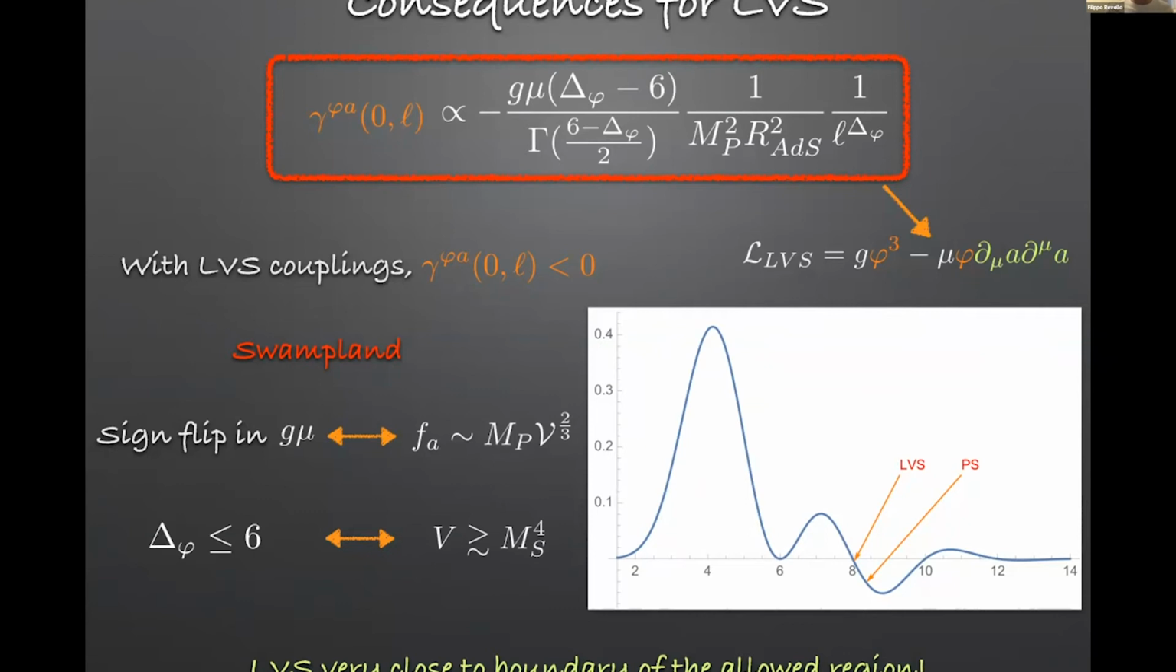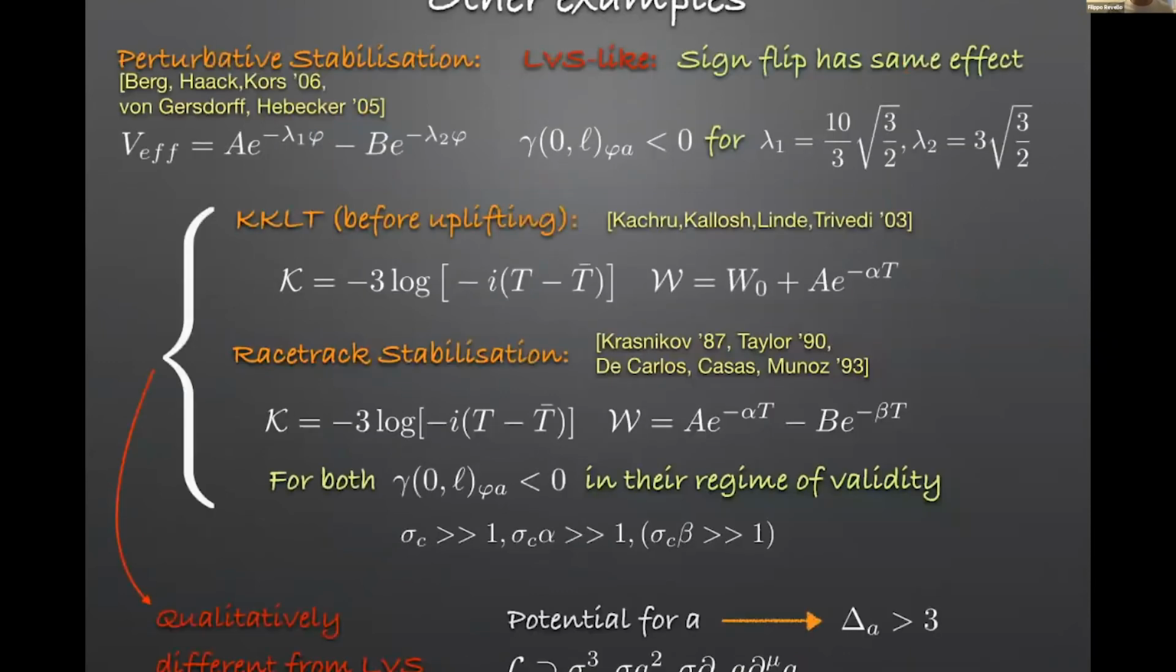Okay, well now, of course, this is just one example. It doesn't make a conjecture. So we've looked at others. Let me just mention a few. One example that's similar to LVS is perturbative stabilization, where there are two different competing volume effects in the potential. And again, for realistic values of the parameters, we get a negative anomalous dimension, and we have the same feature as in LVS, that we have this sign flip if we change the sign of the axion connected term.